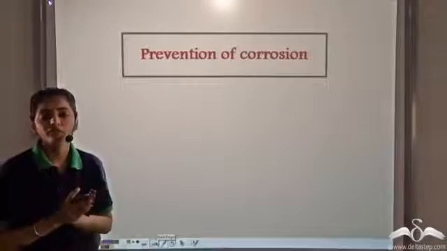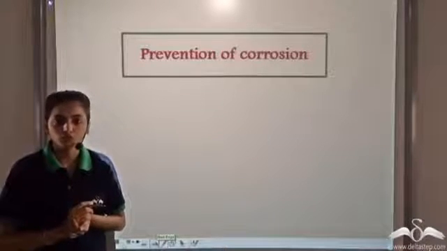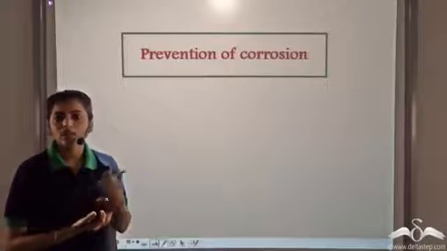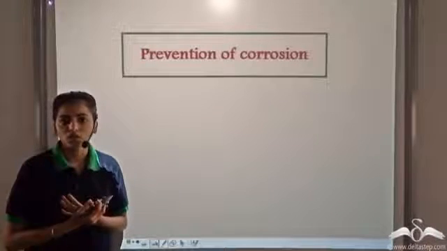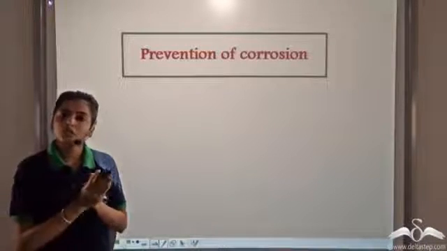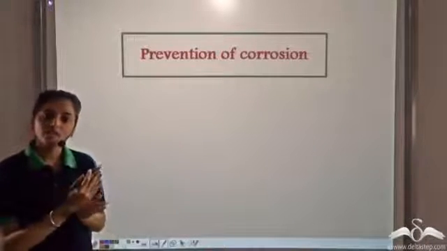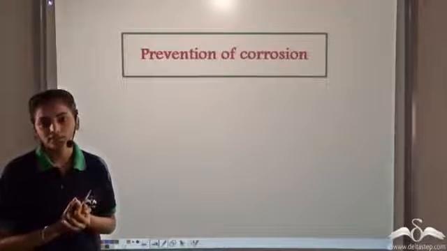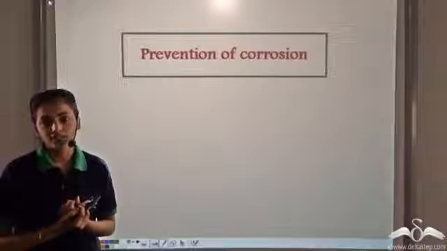Now we have to prevent corrosion from taking place. Why do we have to prevent corrosion? These days, a lot of articles are made up of iron: doors, handles, the bodies of various cars, etc. So iron is used in a lot of articles these days. When it gets rusted, it degrades the properties of the iron articles and weakens them.